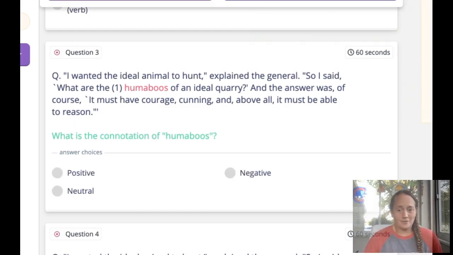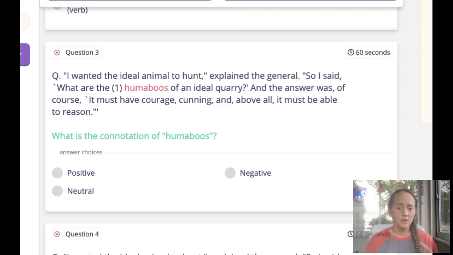Now, step 3 is connotation. So we have to ask ourselves, okay, in the sentence, is this word taking on a positive meaning, a neutral meaning, or a negative meaning? This step is very helpful because if you're on a test and you're trying to figure out the meaning of an unknown word and you know that it has to be a word with a negative connotation, you can eliminate all answer choices that have a positive connotation right off the bat.